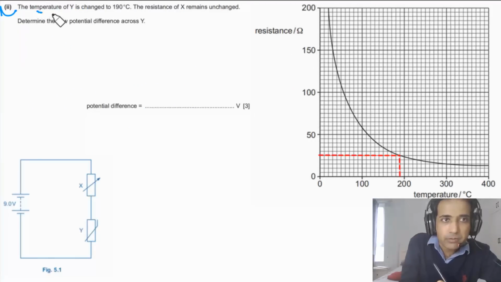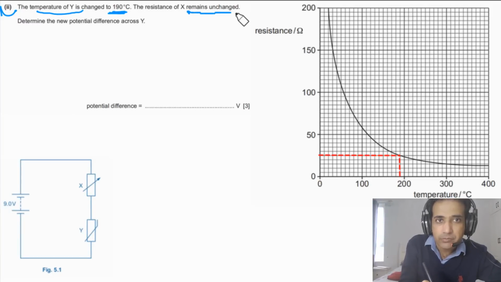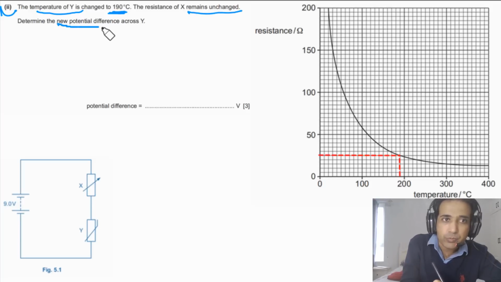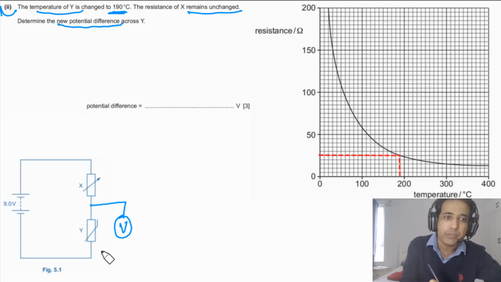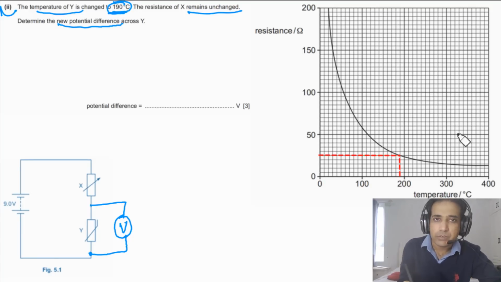The second part says the temperature of Y is changed to 190 degrees Celsius. The resistance of X remains unchanged. Determine the new potential difference across Y. Means we need to find the value of potential difference across Y now when the temperature of the thermistor is 190 degrees Celsius. So if you look at this given graph at 190, so at this point we have 190 degrees Celsius. We can read the resistance of the thermistor, and this is equal to 25 ohms.